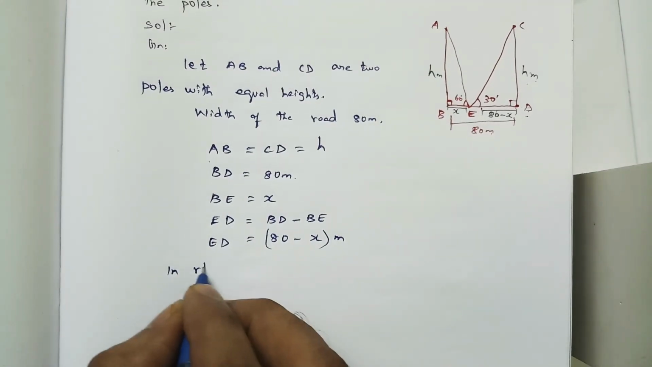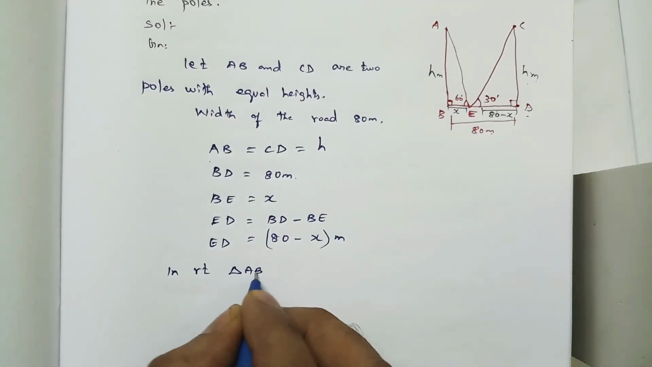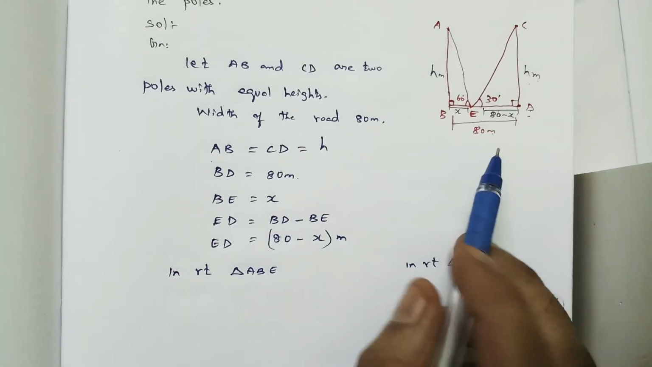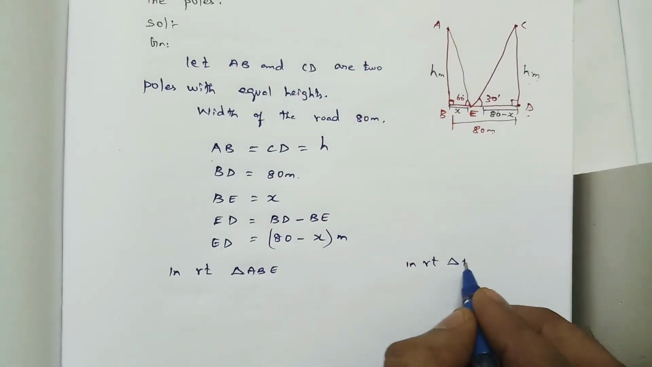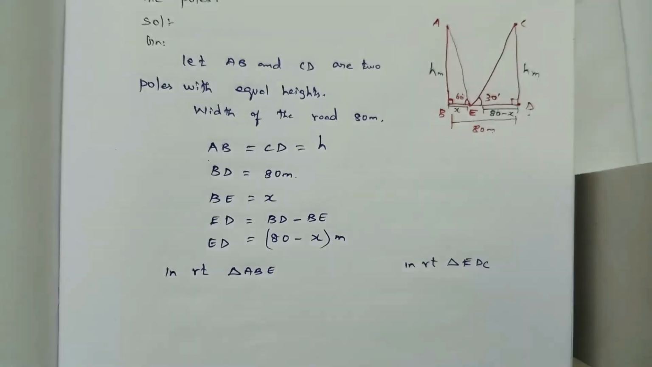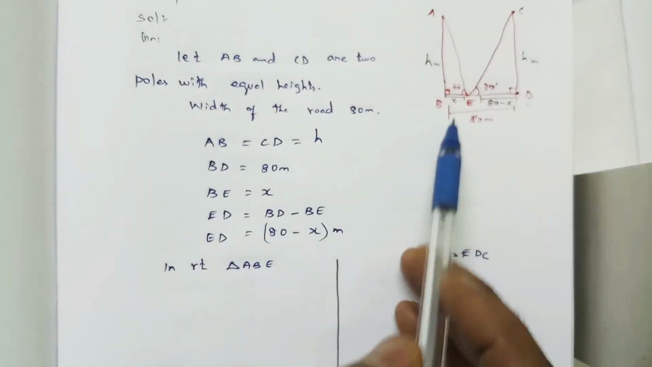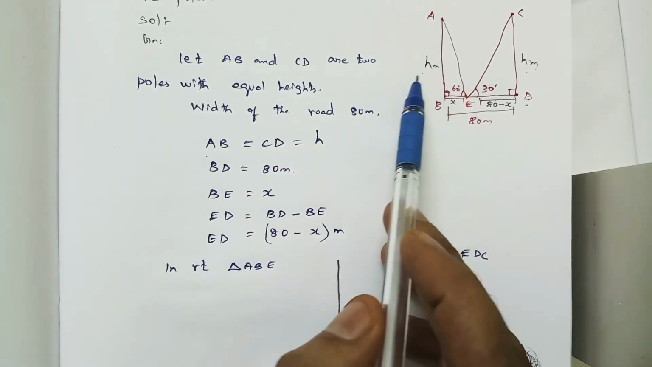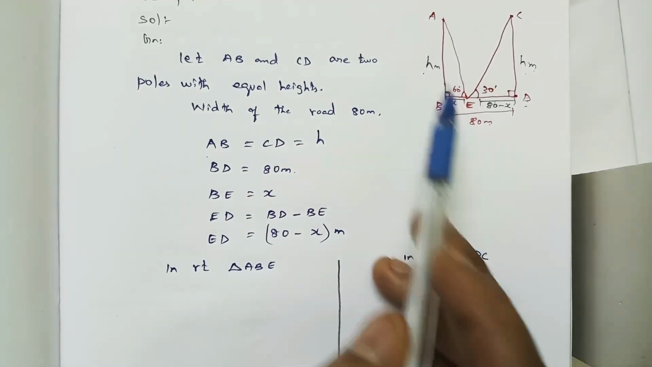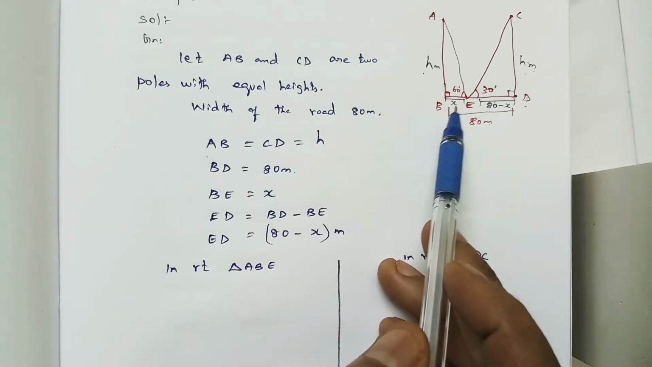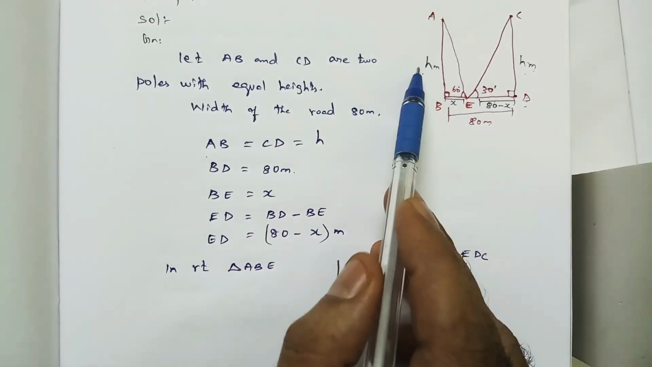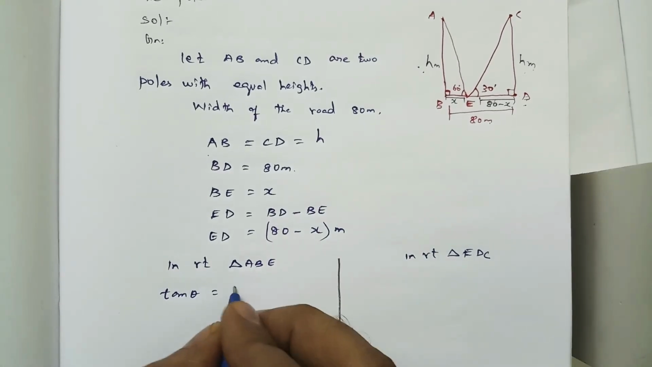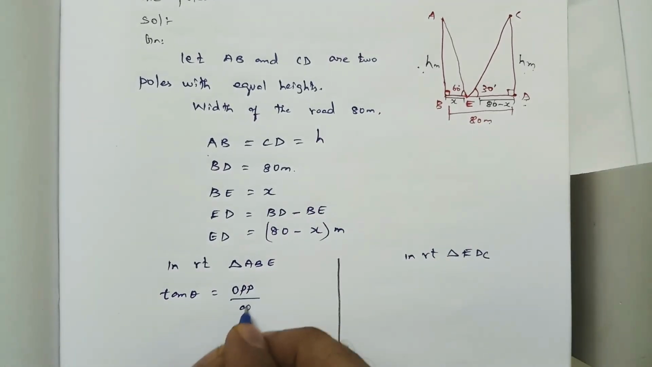In right triangle ABE, another right triangle, in right triangle EDC, right? In right triangle ABE, we don't know the opposite as well as adjacent, right? But we are going to find that H and X alone, right? You can find H in terms of X or X in terms of H, no problem. But what is it? Adjacent, opposite side. So which trigonometry ratio? Tan theta. Tan theta is equal to opposite side divided by adjacent side, right?